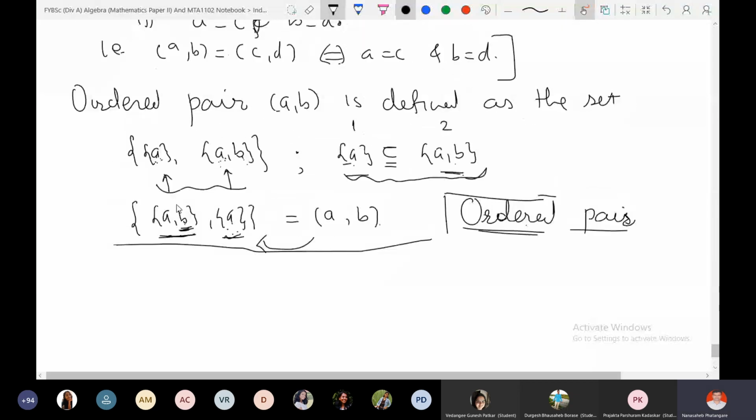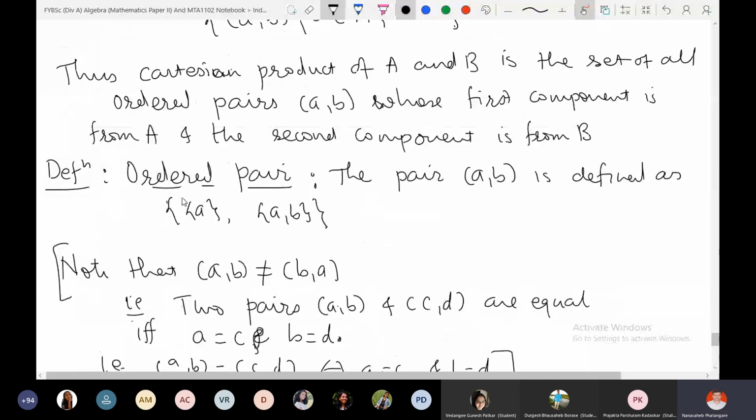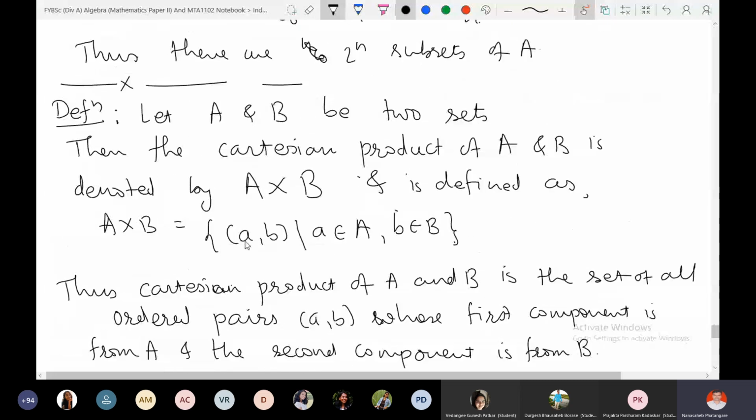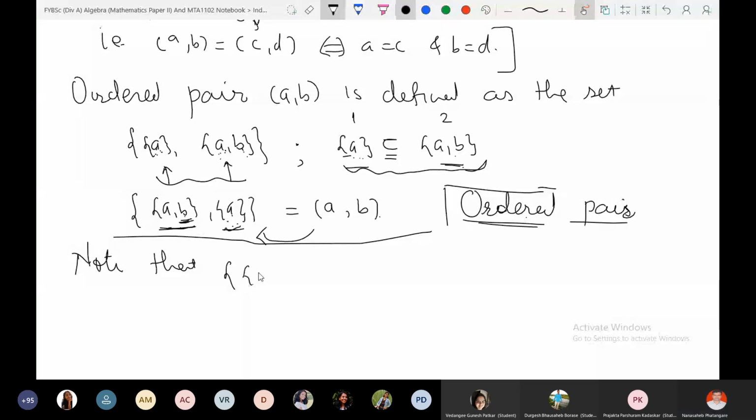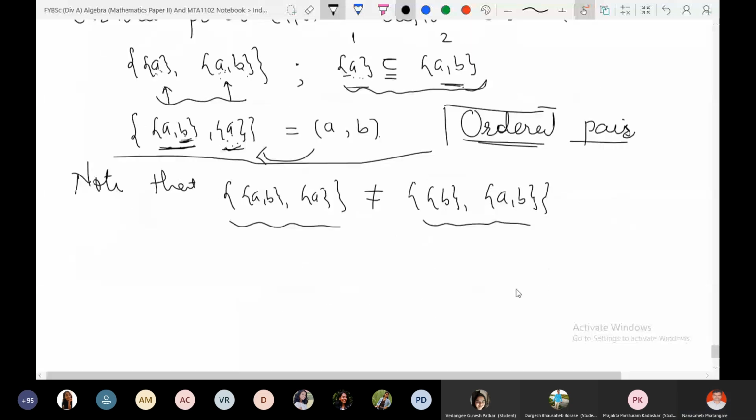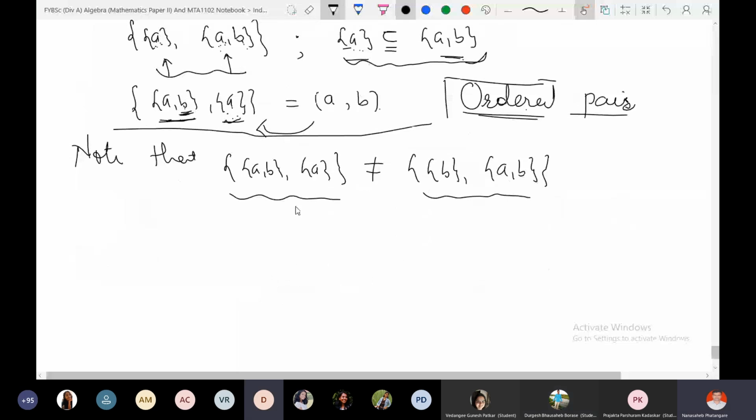Fine. So now we were talking about the Cartesian product of two sets. What is the Cartesian product of two sets? The collection of ordered pairs. And note that the ordered pair (A, B) is not the same as the ordered pair (B, A). So these two are not equal. Am I right?